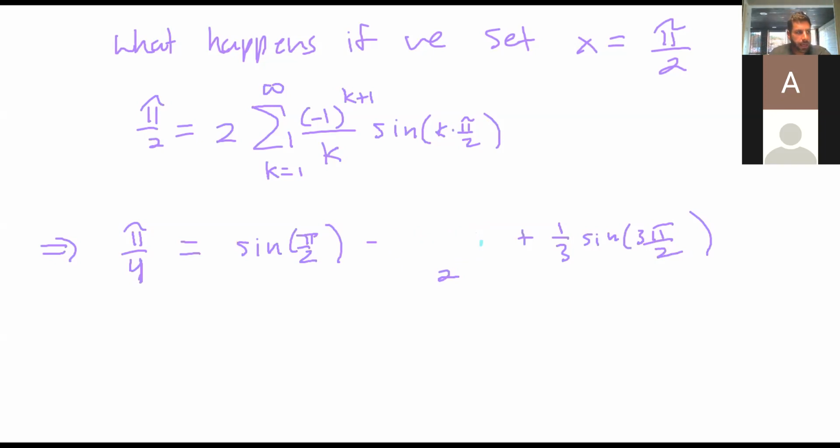So when k is 2, you get negative 1 to the 3rd divided by 2, so that's negative 1/2. And then inside you have sine of pi. And then it's going to be minus 1/4 sine of 4 pi over 2. And then, of course, this pattern is going to continue.